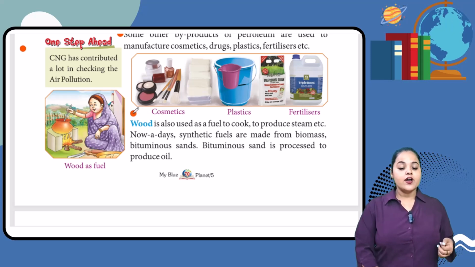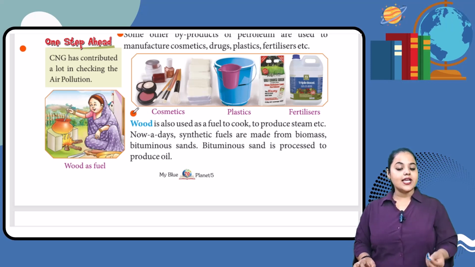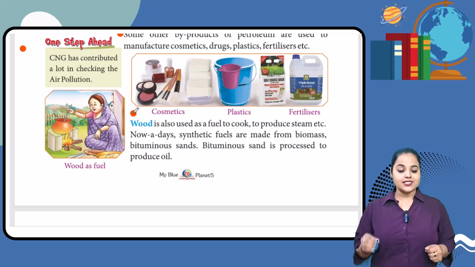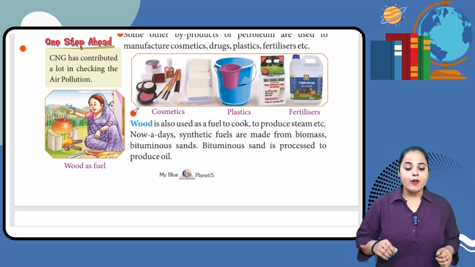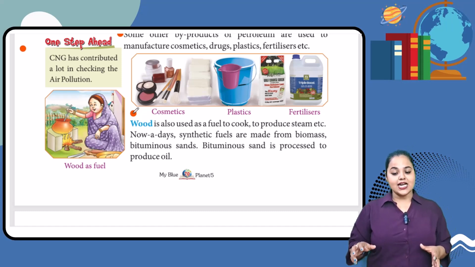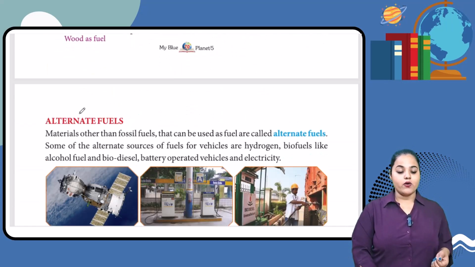Then we have wood. Wood क्या है बच्चों, wood भी एक fuel है, एक ईंधन है, to cook, to produce steam, etc. And nowadays synthetic fuels, they are made from biomass. Bituminous sand is processed to produce oil.